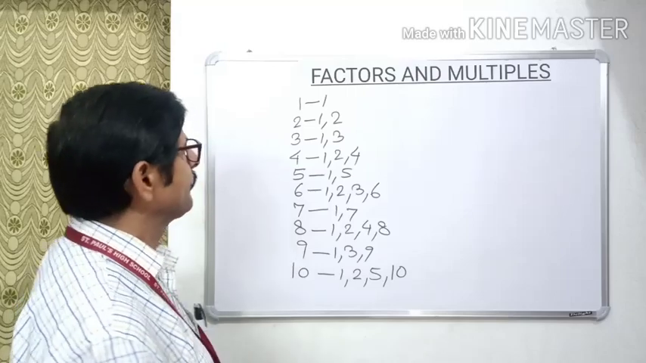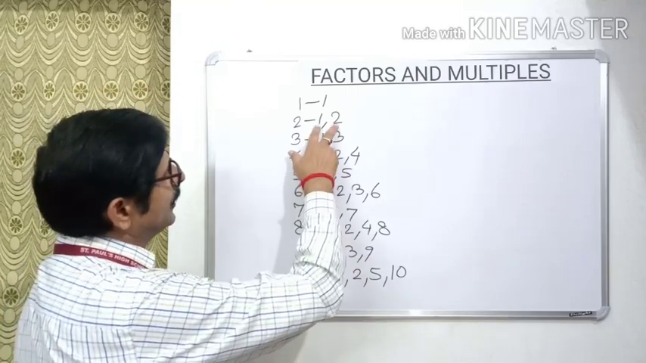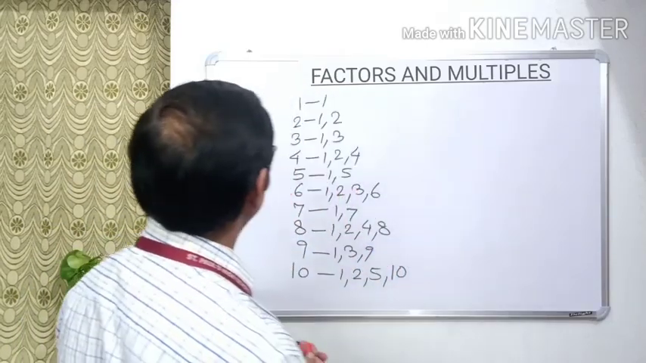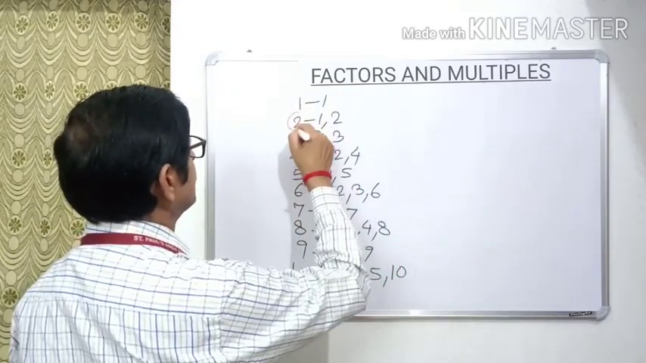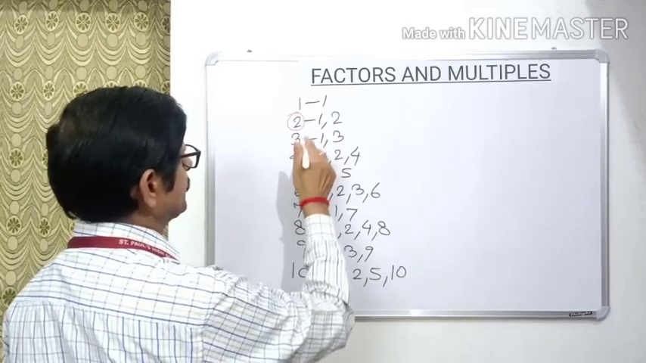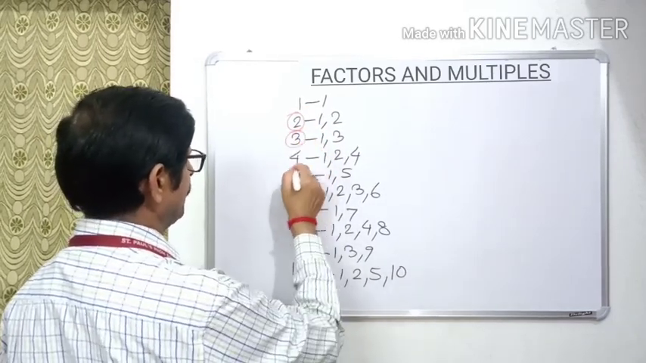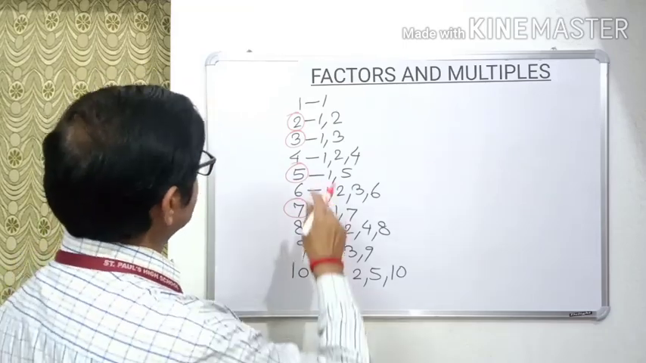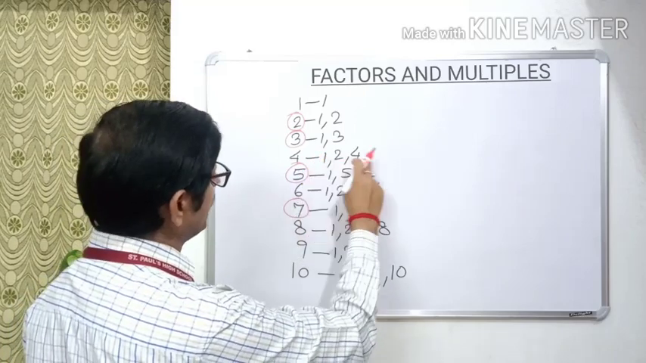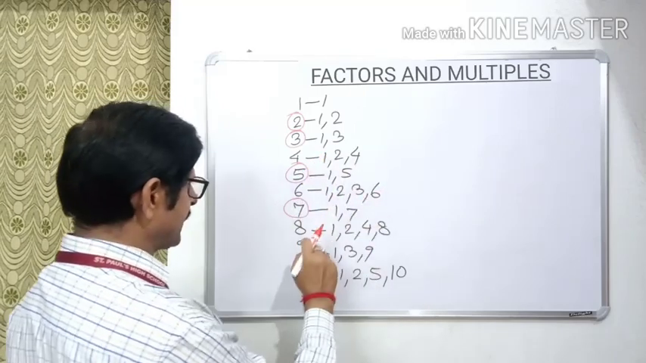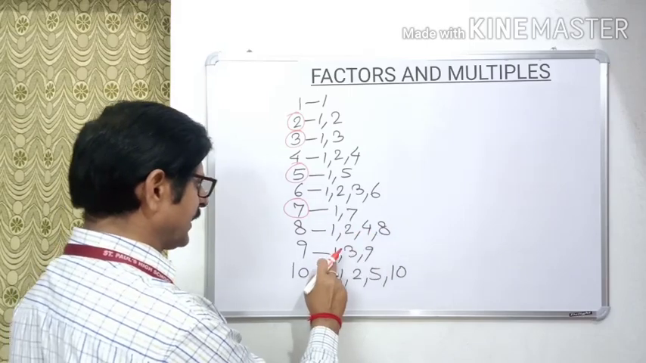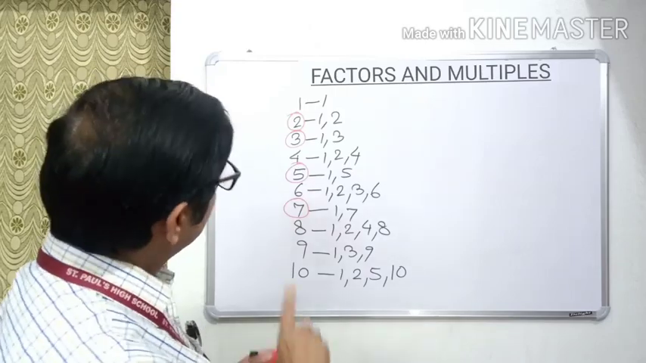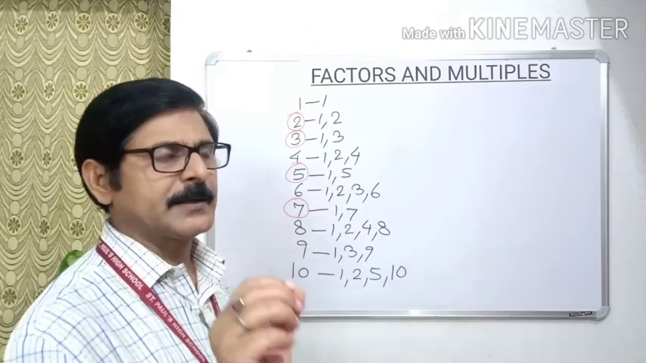Now what you see, some numbers have only 2 factors. Let me circle these numbers: 2, 3, 5, 7. Others: 4 has 3 factors, 6 has 4 factors, 8 has 4 factors, 9 has 3 factors, and 10 has 4 factors.